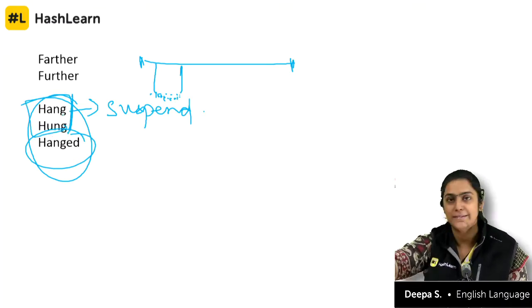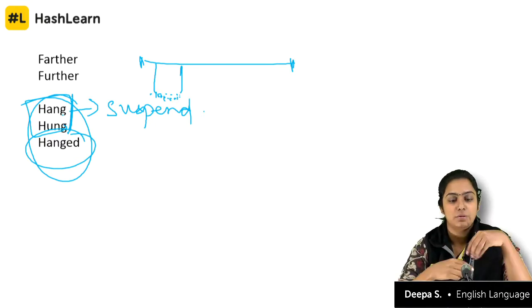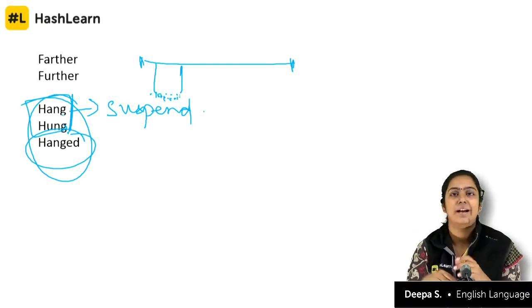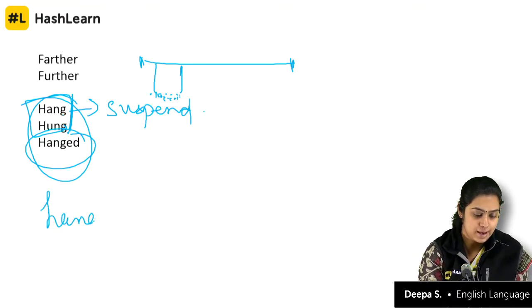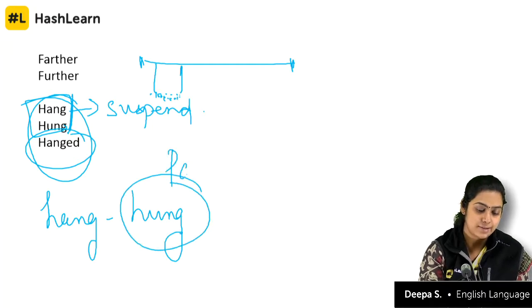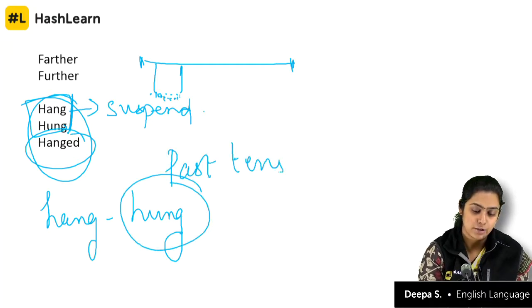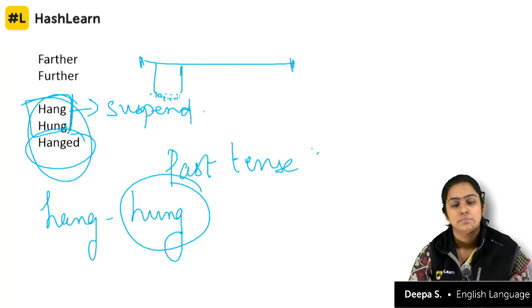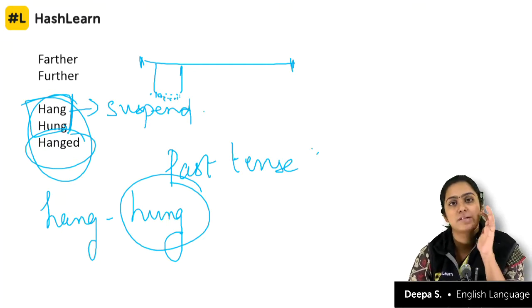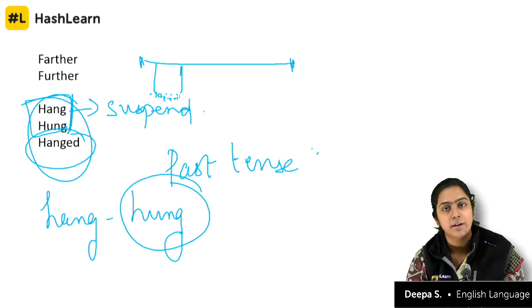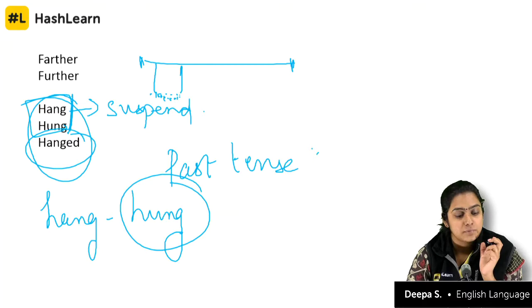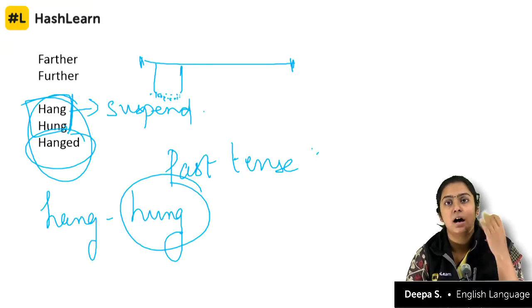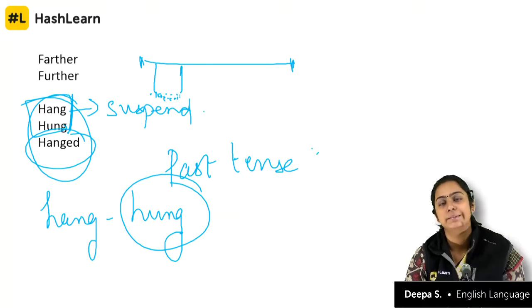Now, this hang has to do with anything. I can hang this pen with a thread. I can hang it somewhere. But when you say hang in this particular fashion, the past tense is hung. Hang those towels to dry. Got it? Then the past tense usage would be those towels are being hung out to dry.